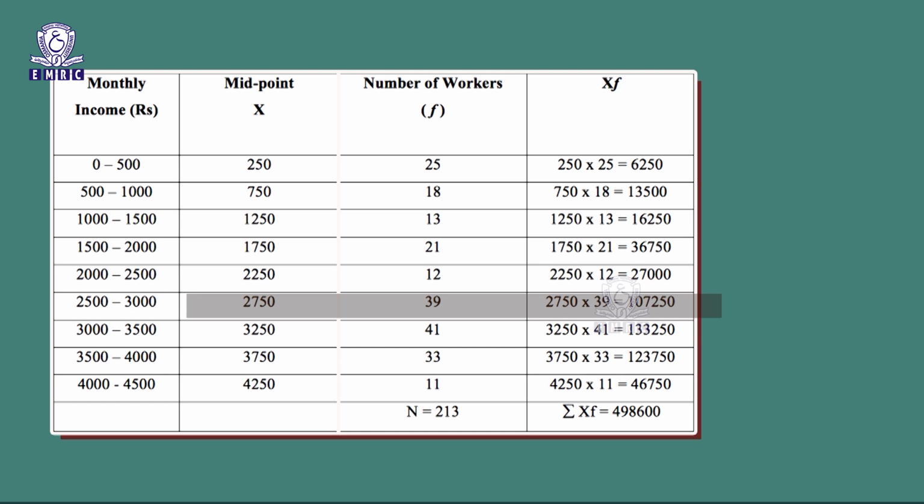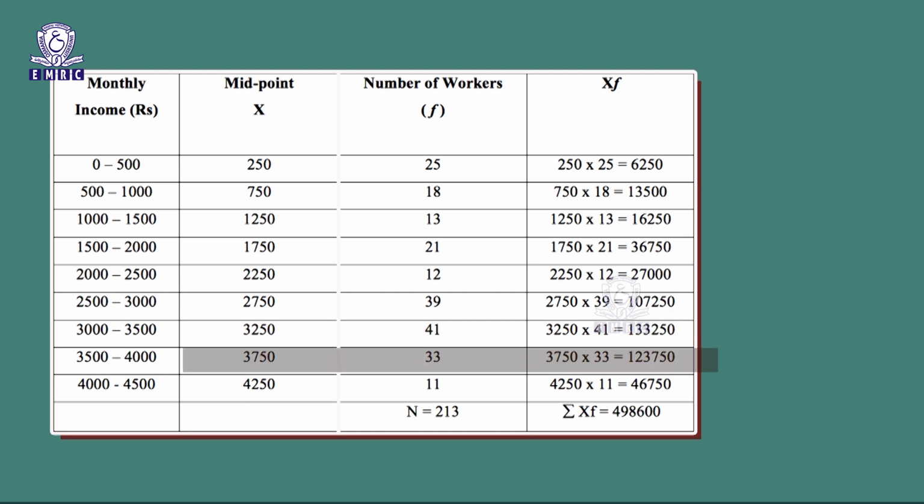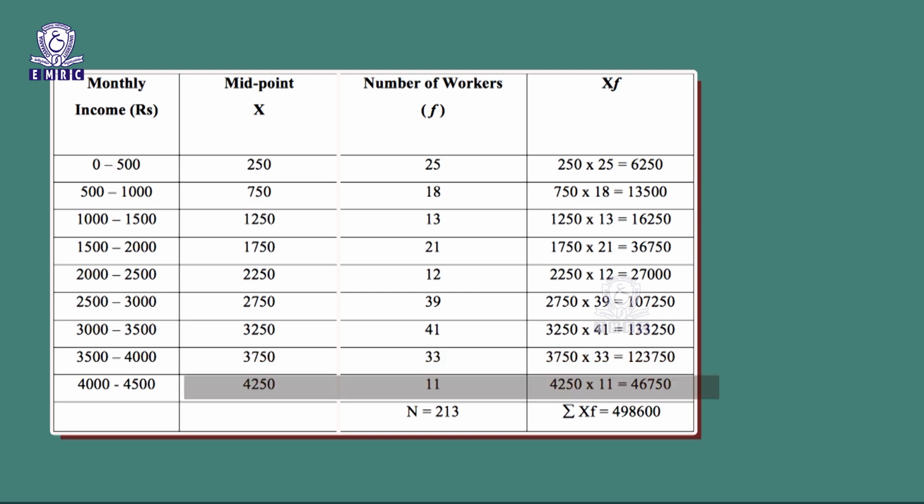2750 into 39, it goes to 1,07,250. 3,250 into 41 workers, their income will be 1,33,250. 3,750 into 33 workers, their income will be 1,23,750. 4,250 into 11 workers, it is equal to 46,750.